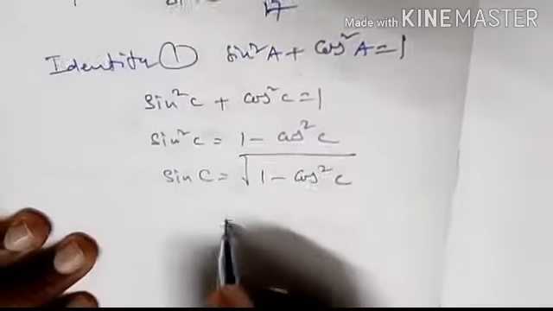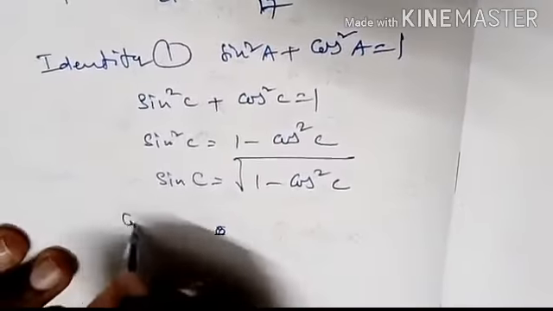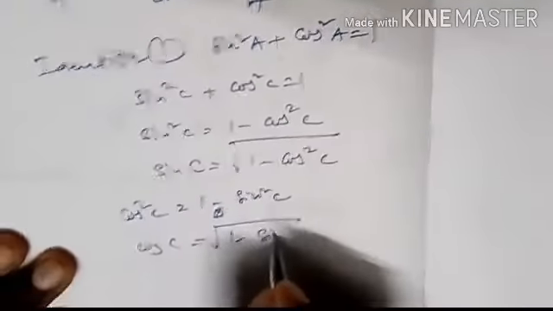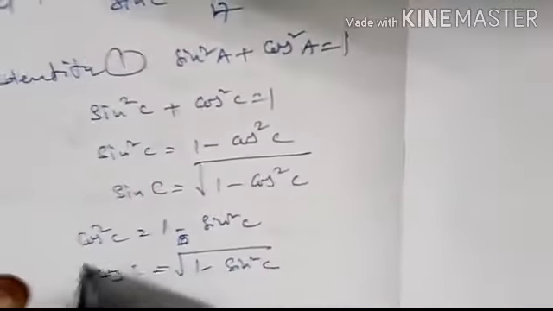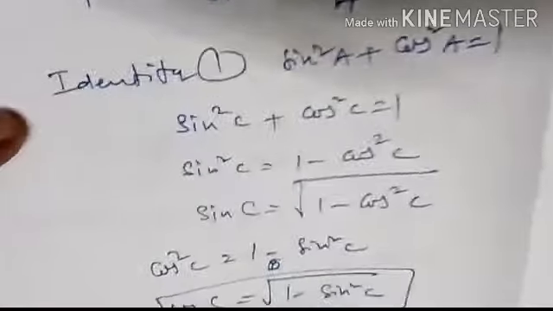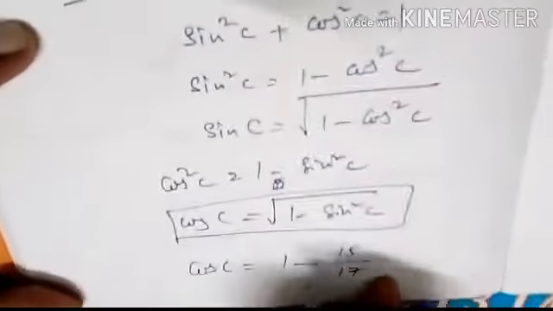So we'll get another value. Cos square C is equal to 1 minus sin square C. Cos C is equal to square root of 1 minus sin square C. So we need to find the value of cos C. So we have the sin value. Cos C is equal to 1 minus (15 by 17) whole square under square root.